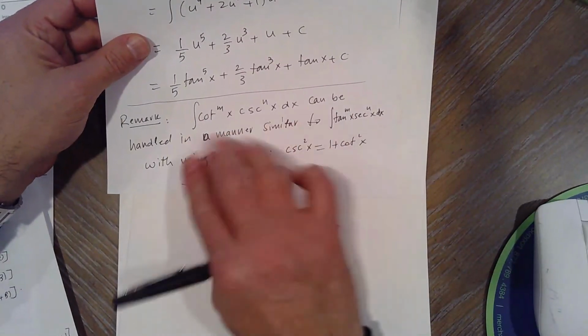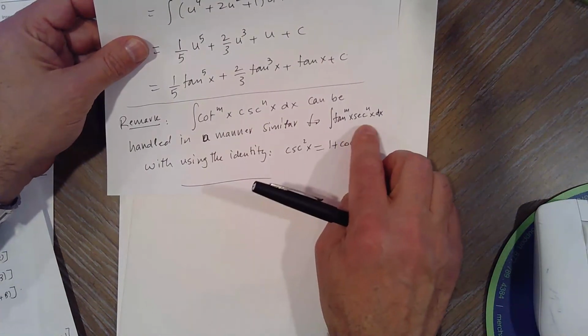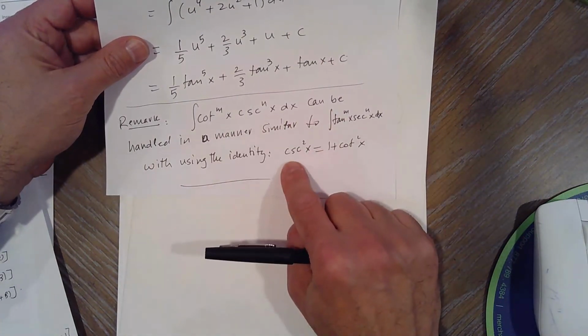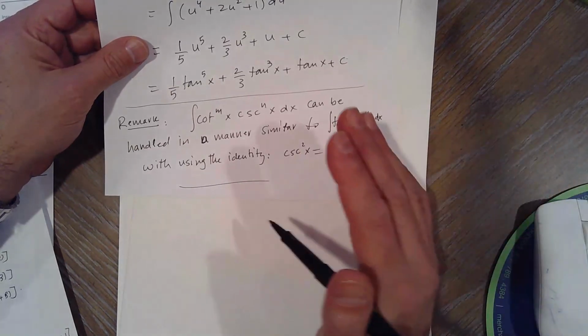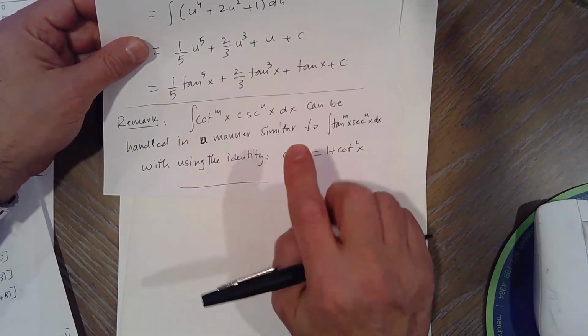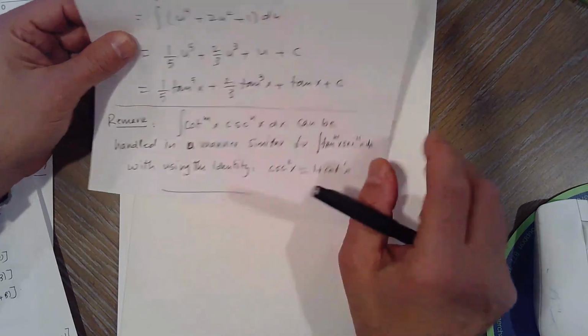Now, if you want to integrate cotangent and cosecant, you follow the same rules as for tangent and secant. Same rule, and the identity is going to be cosecant squared is 1 plus cotangent squared, as we know. Okay? Same rules, different identity because you have different functions.